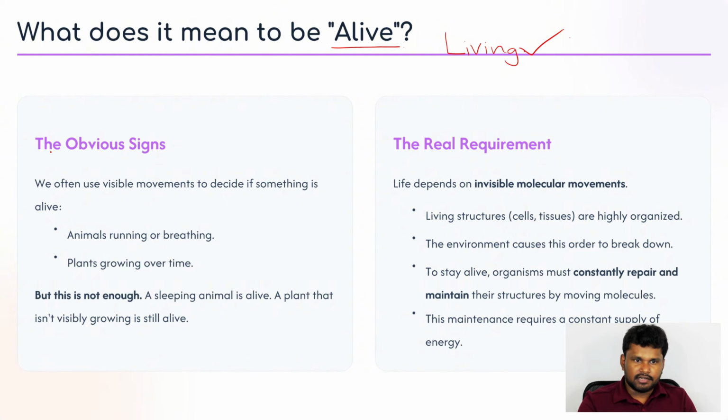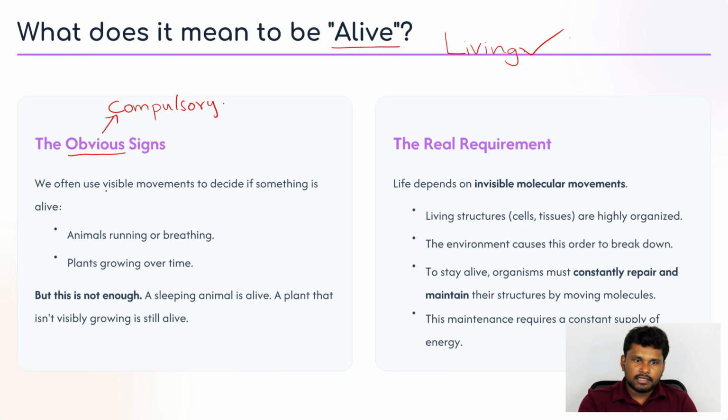Let us discuss now. To say something is alive or something is living, we need to look for some signs which are obvious. What is the meaning of obvious? It is compulsory. There should be some compulsory signs of living things. Okay, so let us see about them.